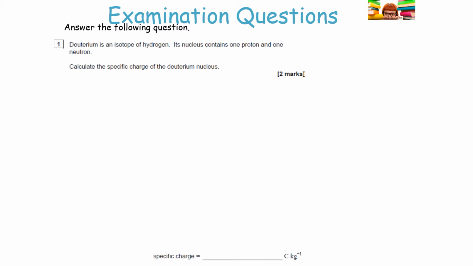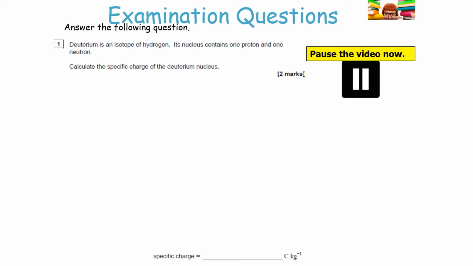Deuterium is an isotope of hydrogen. It contains one proton and one neutron. Calculate the specific charge of the deuterium nucleus. So pause the video now and unpause the video when you want to go through the answer.